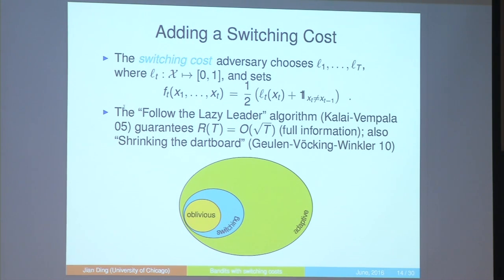The leader is the action for which the current cumulative loss is the smallest. You have different options, and for each of them, since it's full information, you can calculate the cumulative loss, choose the minimal one, and that's the leader. Just following that one is not going to work. You perturb it a little bit, and you get a good algorithm. Yes.